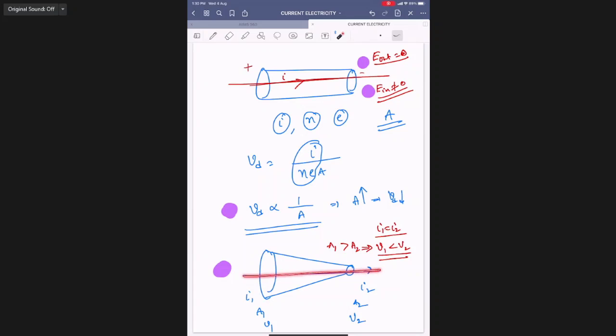However, in only one conductor there is only one path for the charge. So the same charge has to flow through this conductor per unit time. So I1 and I2 are equal, and area 1 is larger than area 2. So here the drift speed, the speed of the electrons, is small. Here the speed of the electrons is large. Got it?